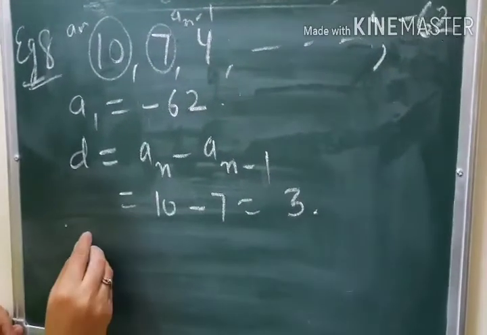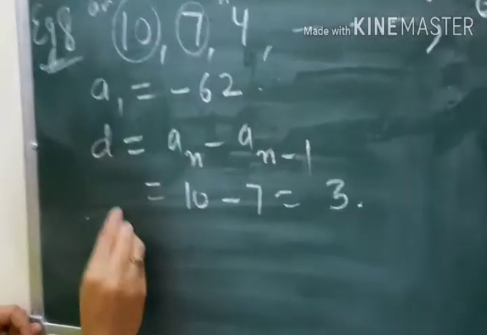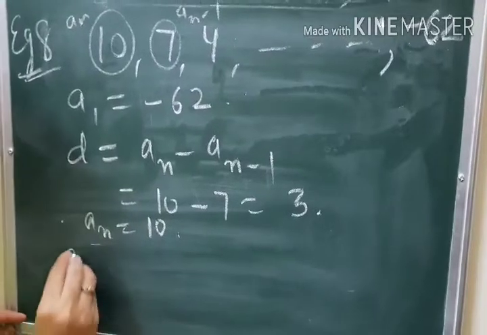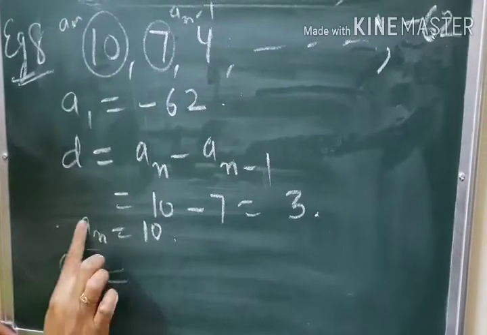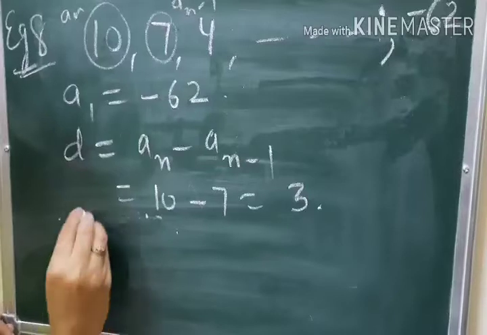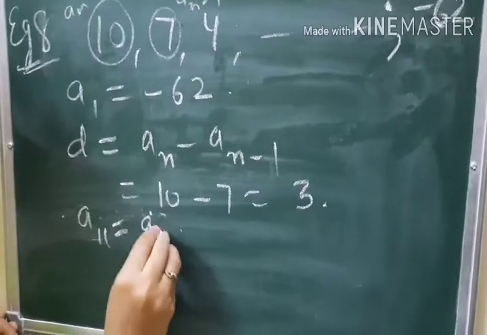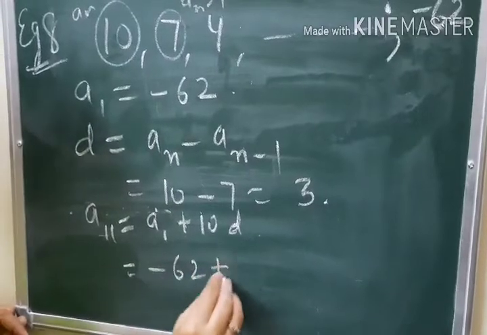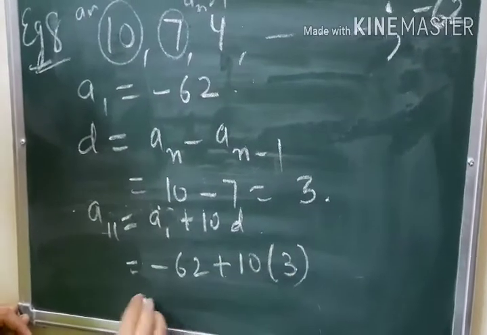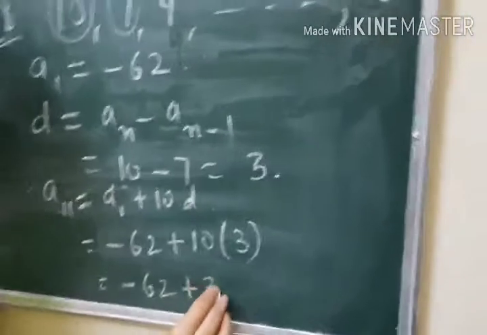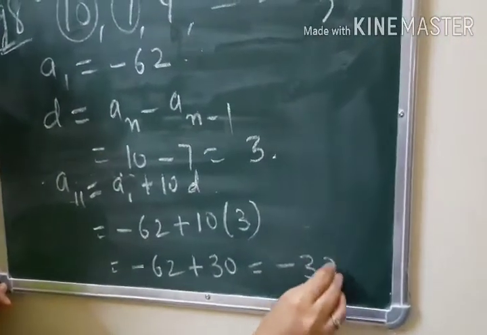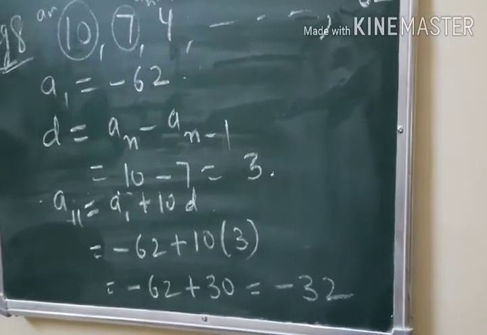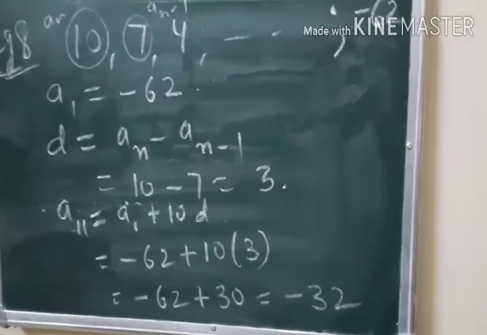Now apply the formula. You know A1, you know D, you know AN. AN is 10, right? But AN is not required because we have to find A11. A11 is A1 plus 10D. So A1 is minus 62 plus 10 into 3. Minus 62 plus 30 is minus 32. So this is your 11th term. 11th term is minus 32.